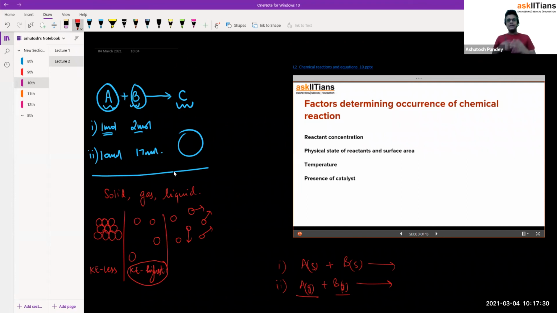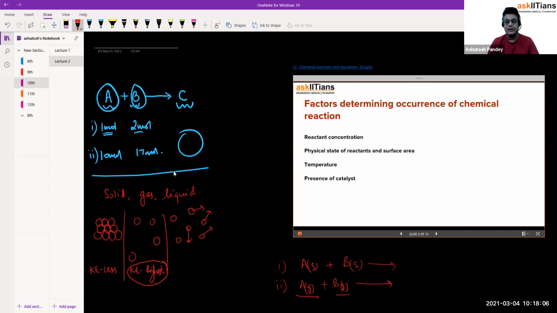Okay, and that's why the extent of chemical reaction, or the rate of chemical reaction, or the amount of product formed will depend on the physical state of reactants. When the physical state of reactants is gaseous, then the interaction will be much more than what the interaction was in solid or liquid phase. And that's why gaseous reactions are violent, or you can say are going to occur very easily. Okay, so this was the physical state of reactants.